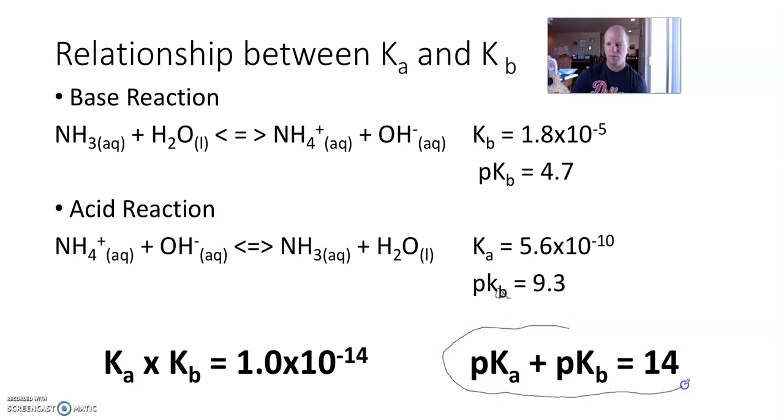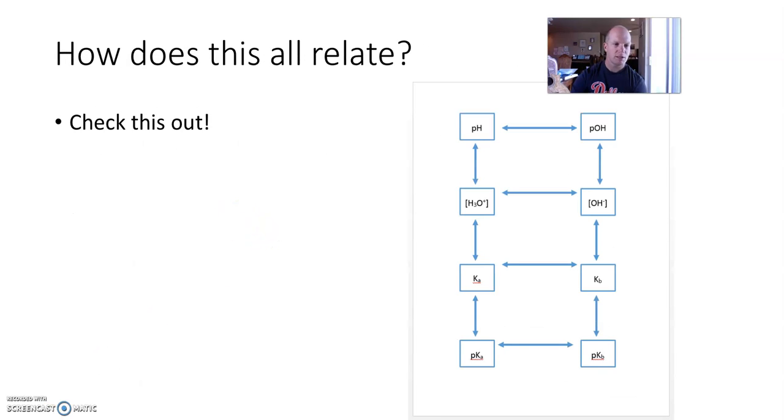And if you took the time to type it into your calculator, you'd find that Kb times Ka is 1.0 times 10 to the negative 14th. There's that magic number, 14, when it has to do with acids and bases. Okay, so what's the big deal?